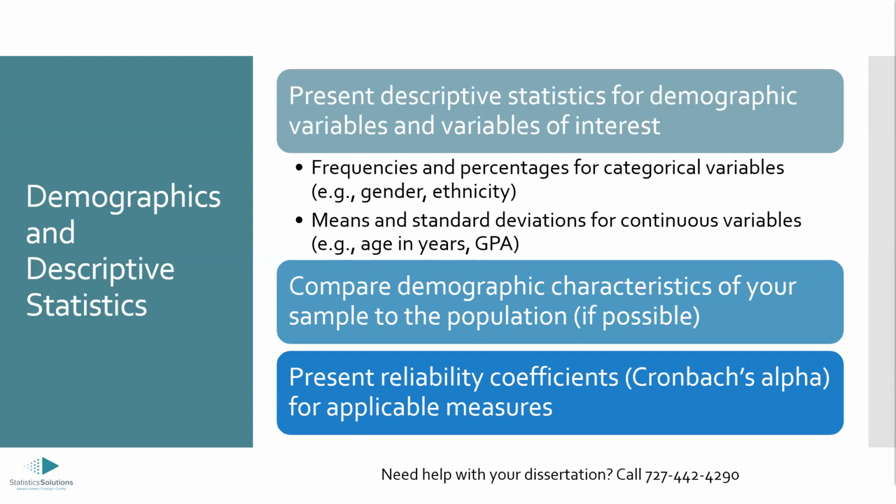And you can compute things like frequencies and percentages for categorical variables. So that would include things like gender and ethnicity. And then means and standard deviations for continuous variables. So examples of continuous variables might be someone's age in years or their grade point average or GPA.